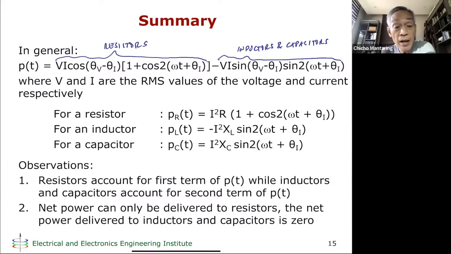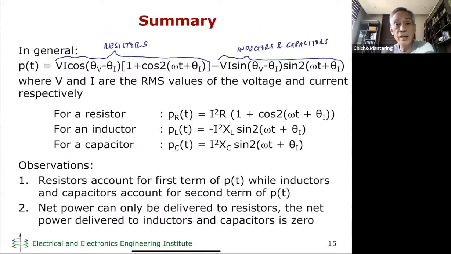And the net power or average power can only be delivered to a resistor, because it is only in the first term that our average is not equal to 0. We have an average of VI cosine(theta V minus theta I). The average value of my second term is always equal to 0. So there is no net power delivered to inductances and capacitances.